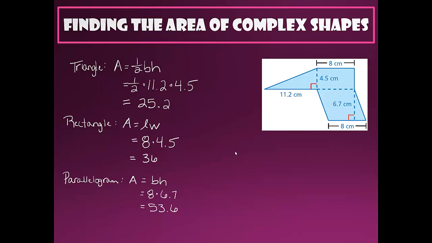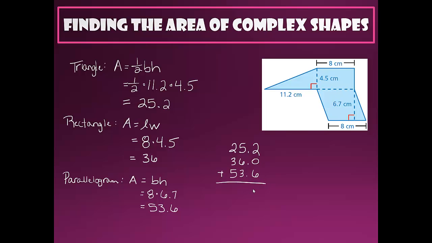So 25 2/10 plus 36 plus 53 6/10. We'll add a decimal and a 0 behind the 36, so we can go ahead and add.